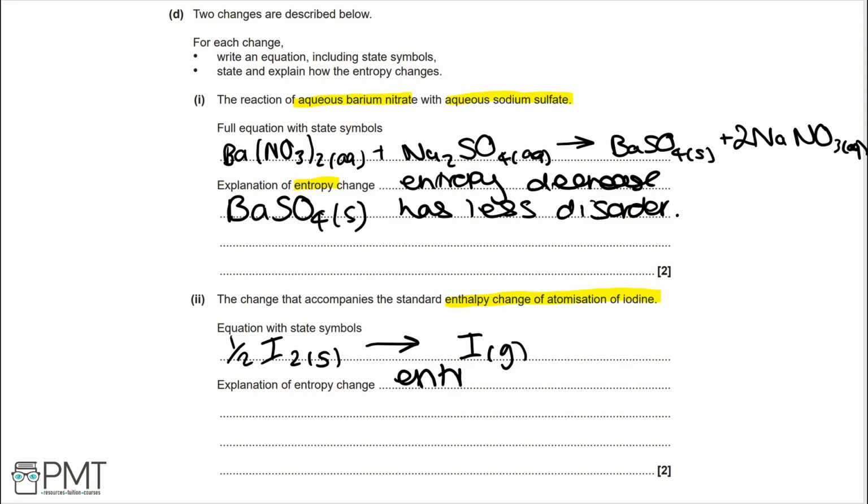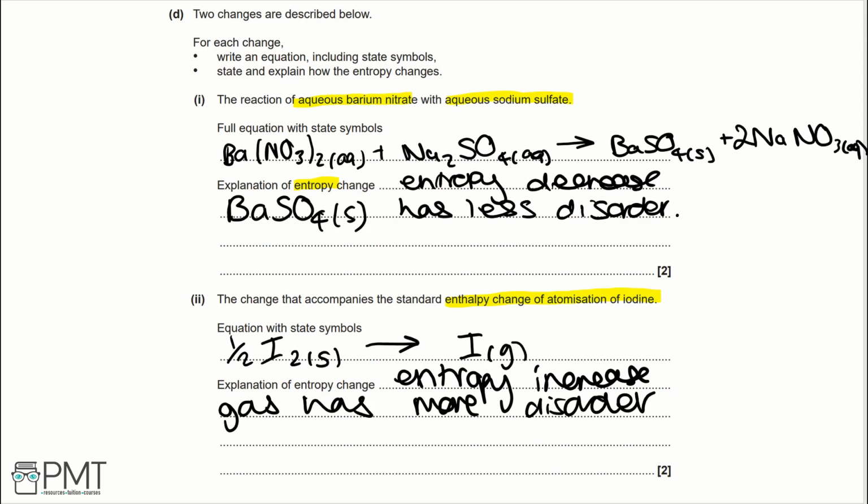Entropy, well, in this case is going to increase because we're forming more gaseous molecules, so gas has more disorder would be our explanation for this question. To get the 2 marks for this question, you need to write the correct equation and have the correct explanation. So saying that entropy increases and gas has more disorder.